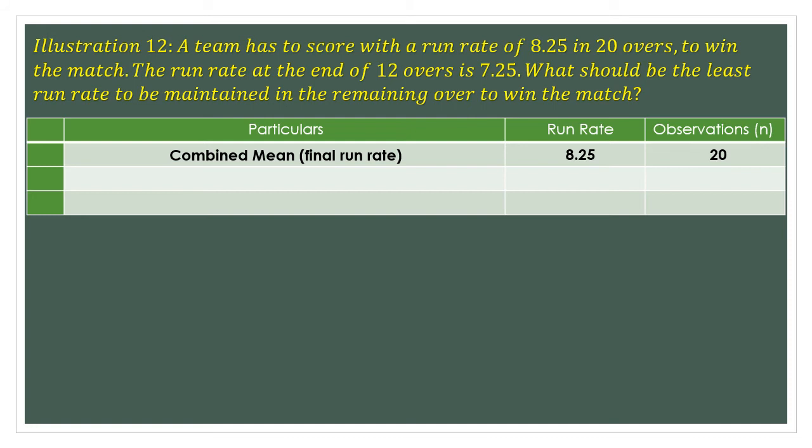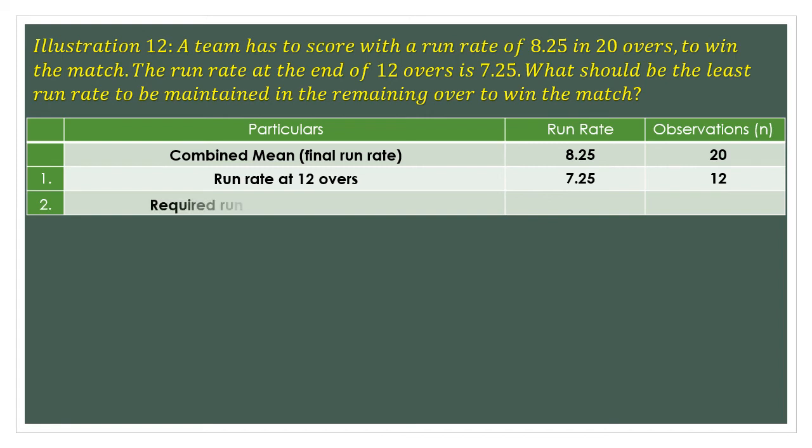Now we are dividing our values into two groups. The first group is run rate at 12 overs. The first 12 overs depict the first group and that run rate is already given, that is 7.25. So the number of observations for the first 12 overs will be 12. Now just to think practically, a match is of 20 overs and the first 12 overs are already done. So how many overs are left? Keep that thought in your mind.